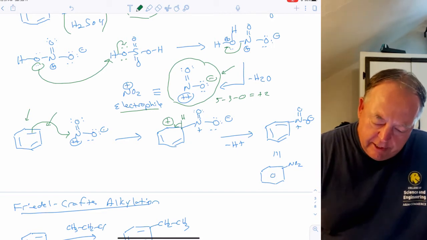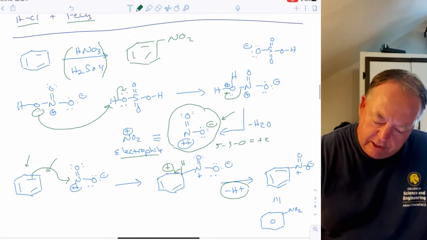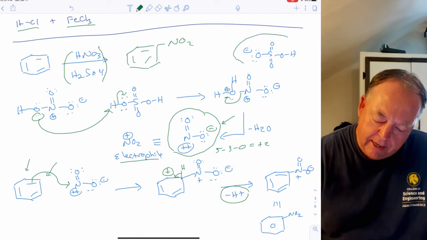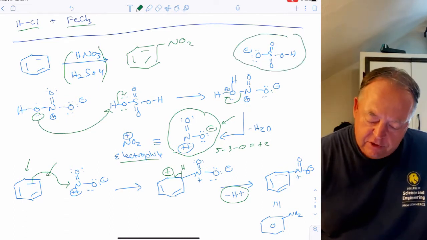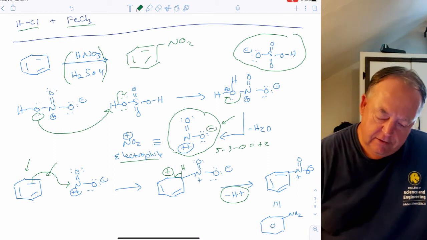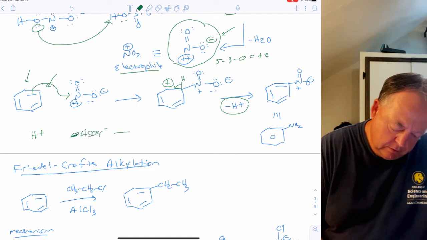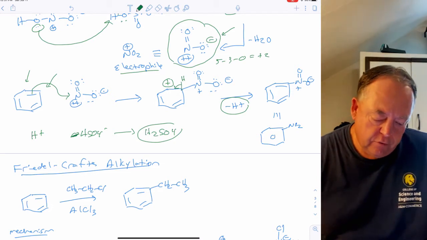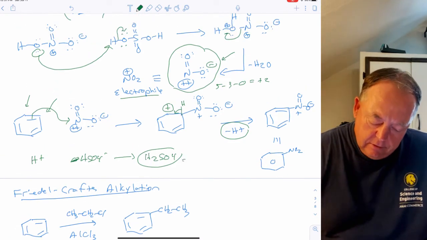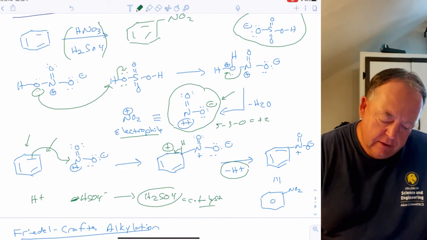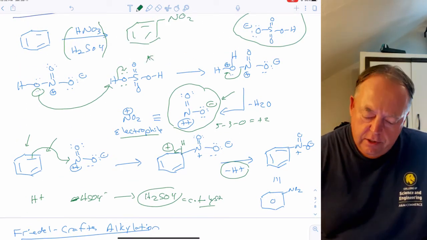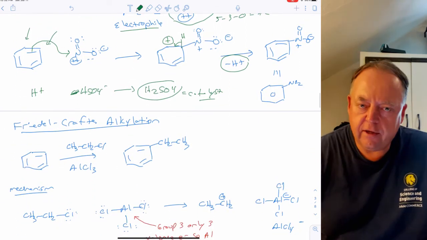And so what happens to the H plus that you lost? Well, the H plus and the HSO4 minus that you created in the first step will reform sulfuric acid. So again, sulfuric acid is just a catalyst. It was used in the very first step to get the reaction going, and then you get the sulfuric acid back at the end.